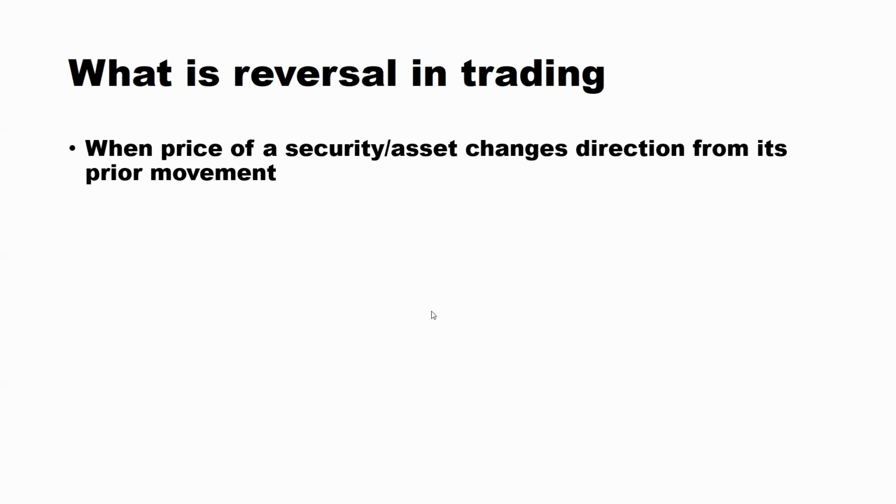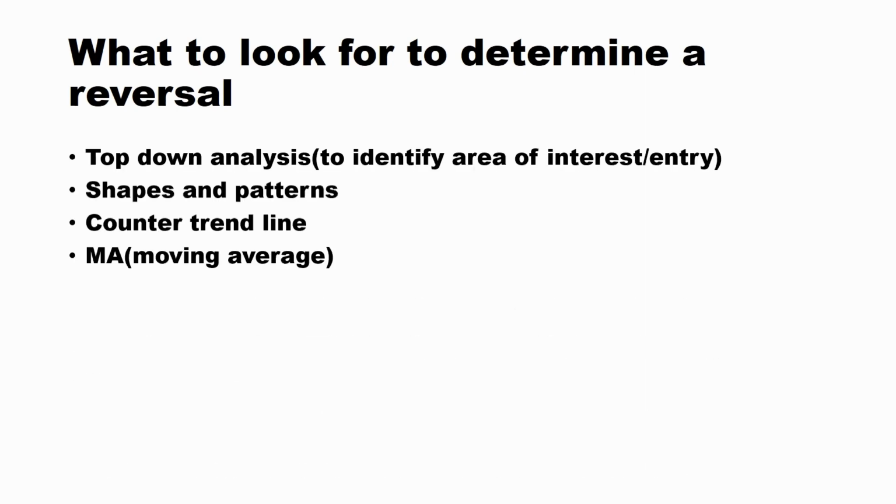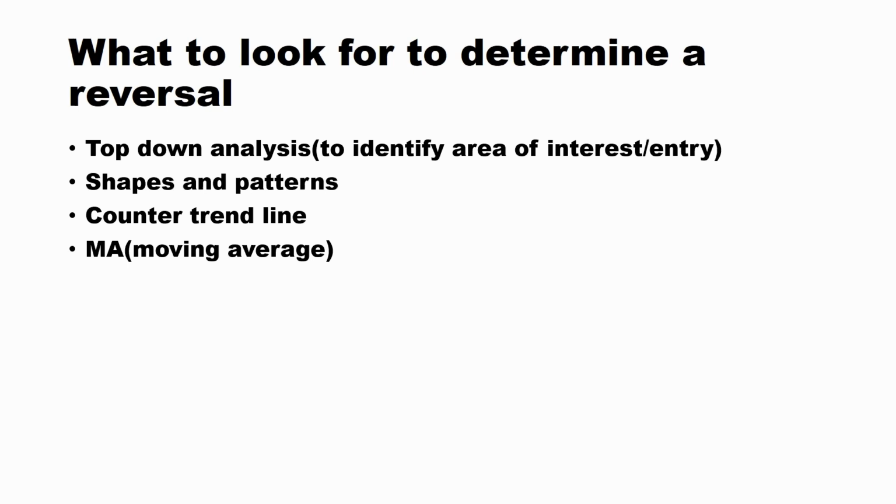So then let's look at what you are interested in to happen before you can start determining that a reversal is almost happening or a reversal has happened. We're going to look at some aspects. The first one is you have to first do a top-down analysis. I'm going to explain this on the charts better, but in layman's language, a top-down analysis is simply you're trying to identify areas whereby you think the price could come to, or the price could go to, or you're identifying your area of interest.